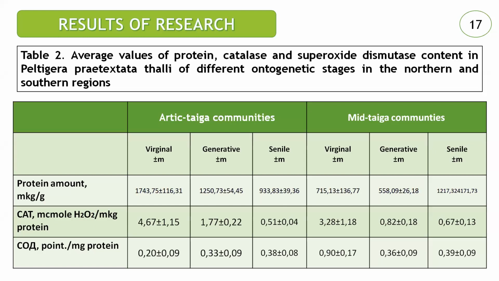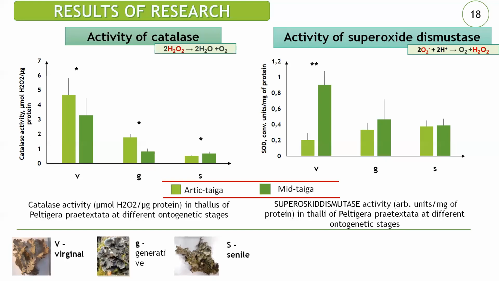This slide displays the average values of protein content and enzyme activity in thallus of this lichen at different ontogenetic stages. The histogram shows the activity of catalase, which breaks down hydrogen peroxide, and superoxide dismutase, which neutralizes superoxide ions. These enzymes act in pairs, but as is evident, catalase activity is much higher.